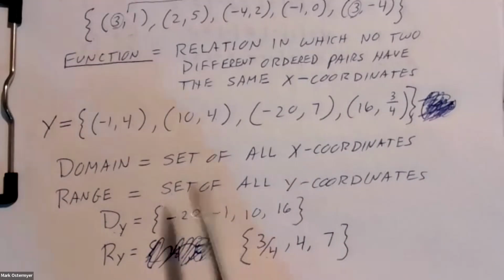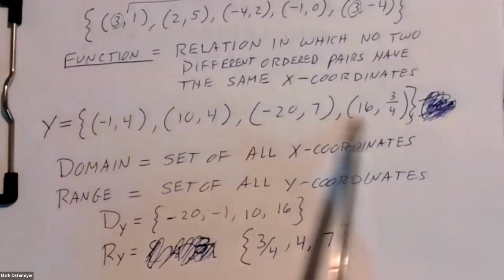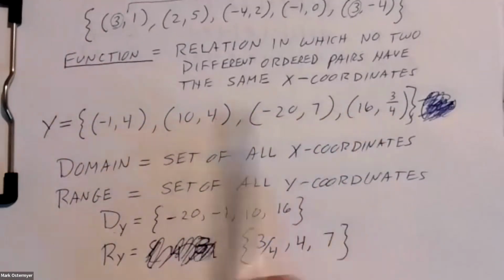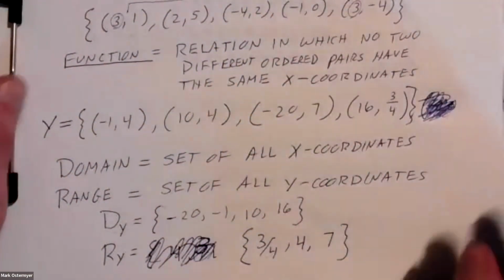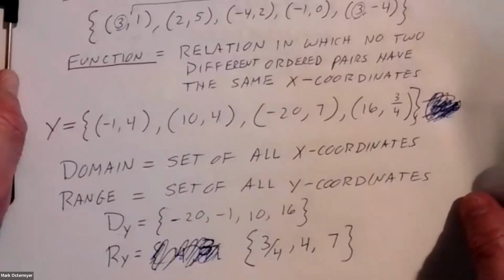So one way to represent a function is to list all of the ordered pairs that define the function or the relation, enclosing those ordered pairs inside braces. But there's other ways to represent relations or functions. Another way to represent a relation or a function is to use what's called a Venn diagram.